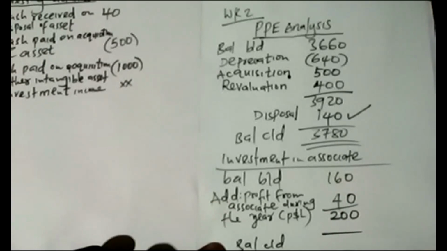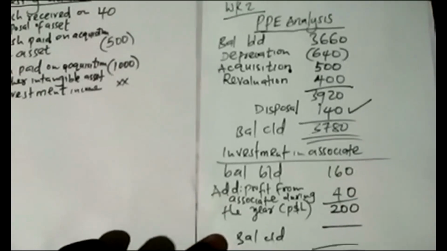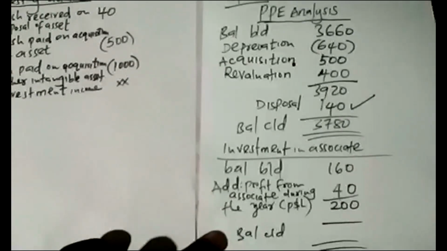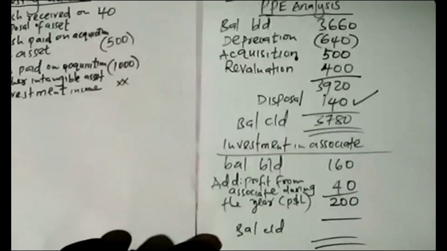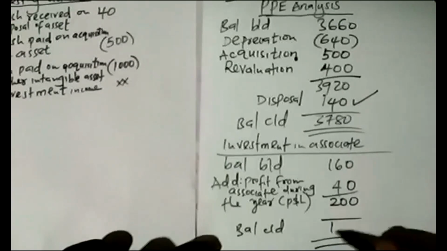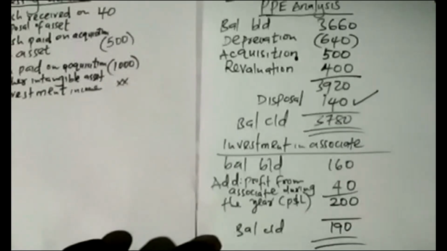Your balance carry down was 190. Balance carry down is 190. Which means that you started with an investment of 160. Then you received an income during the year from that associate where you invested of 40. So by that time, your investment is a total of 200. But at the end, you can see it's 190.